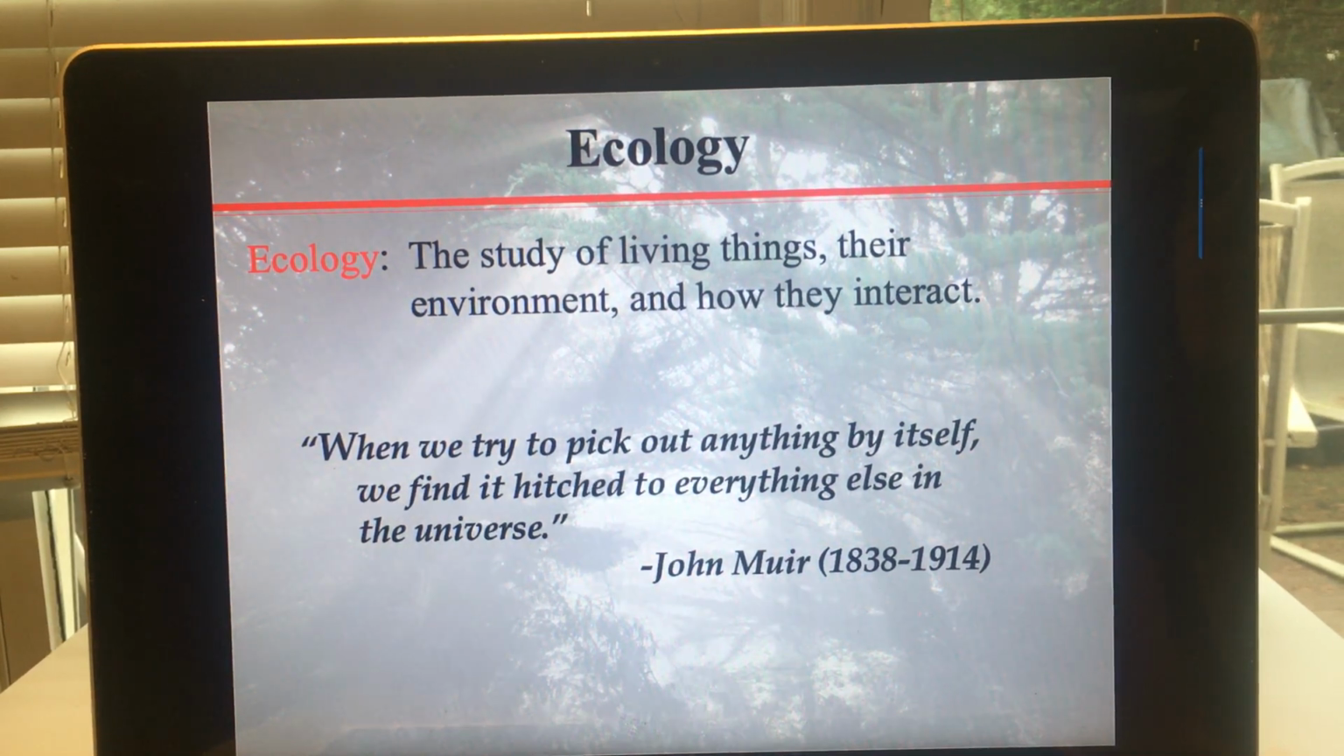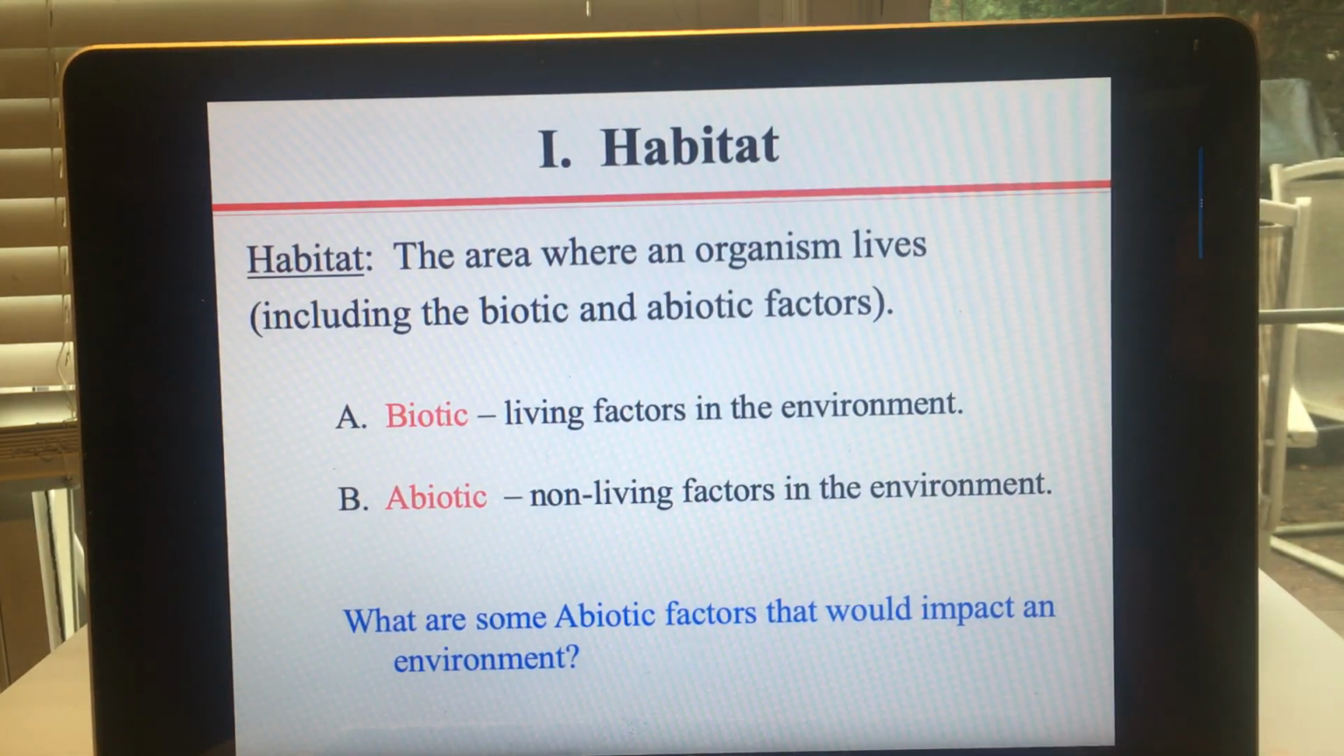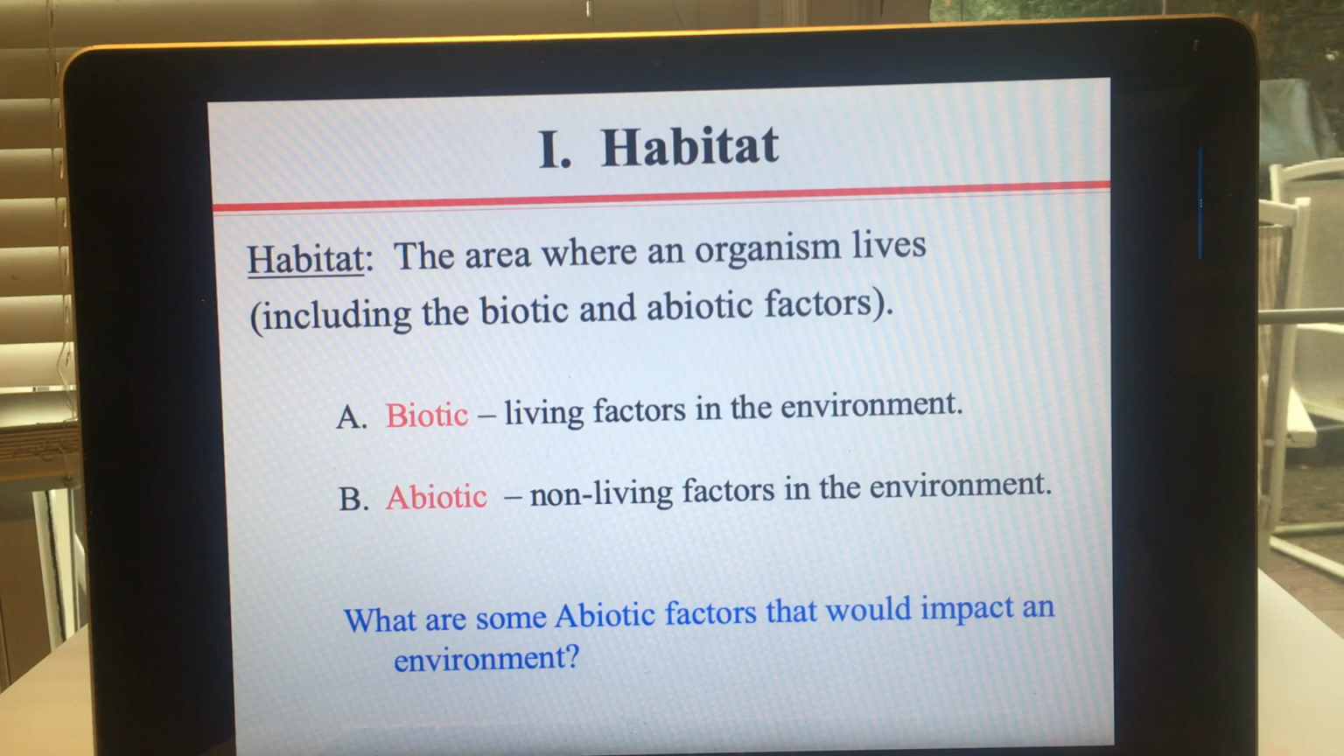All right, so this is Ecology Lecture number 1. First, we should define ecology. Ecology is the study of living things, their environment, and how they interact. So first, we're going to start off with some vocabulary words and define them.